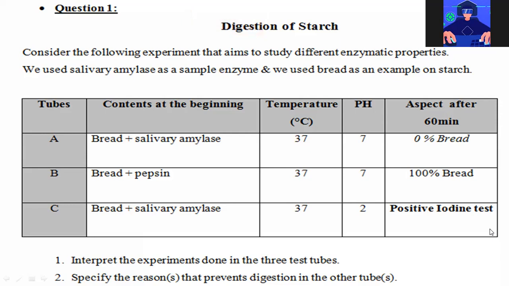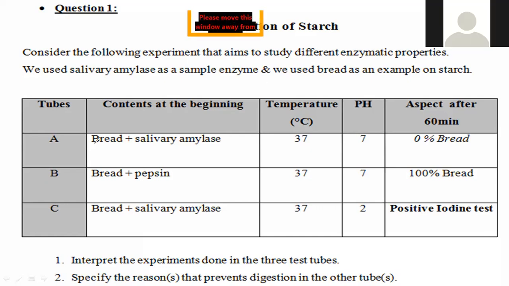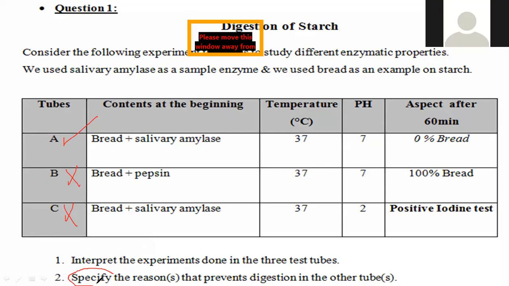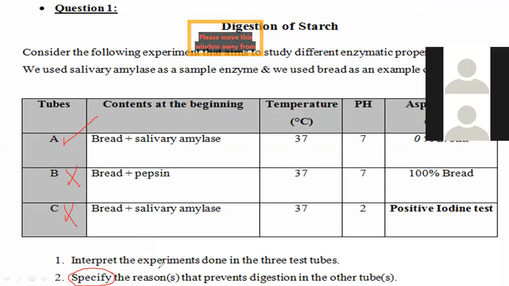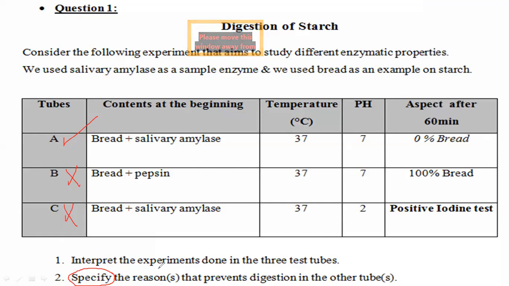Thank you, Gabriel. Thank you, Ghadi, and thank you, Maya. Moving to part 2. Specify the reasons why digestion does not occur in the other tubes. So here digestion occurs where? Only in tube A we have digestion. In tubes B and C we don't have digestion. They said specify. Whenever they say specify, we have to justify.